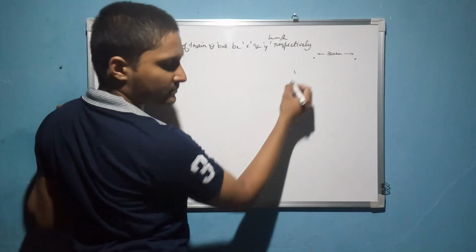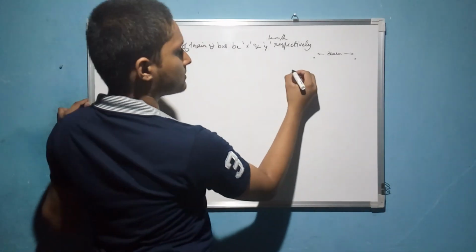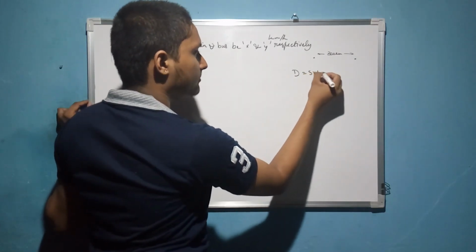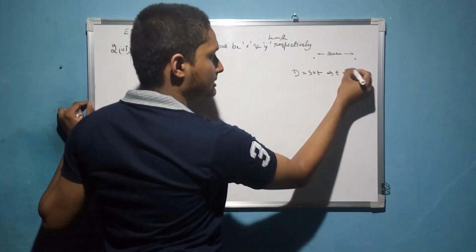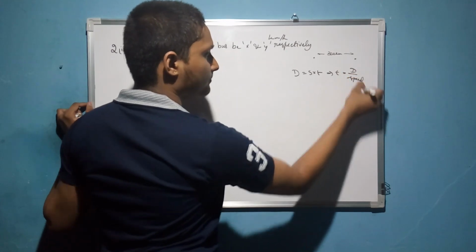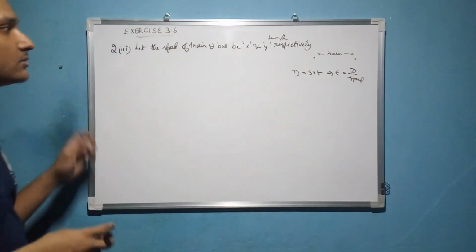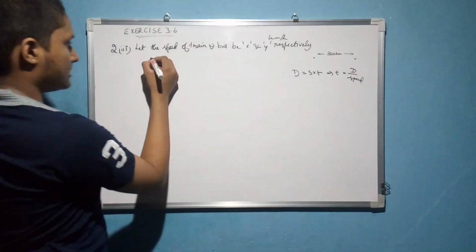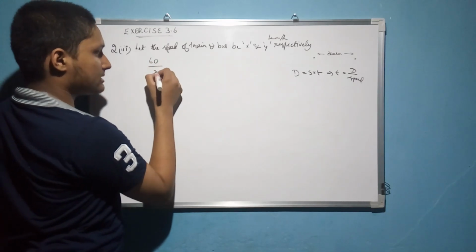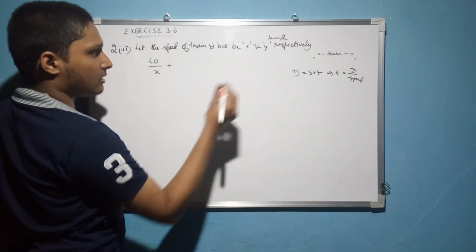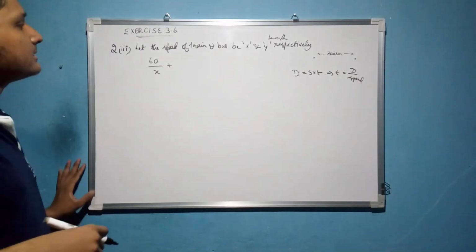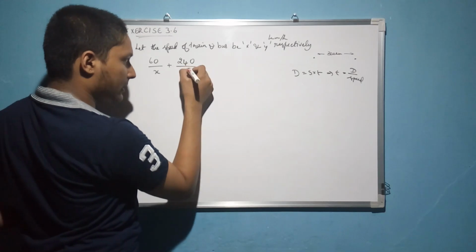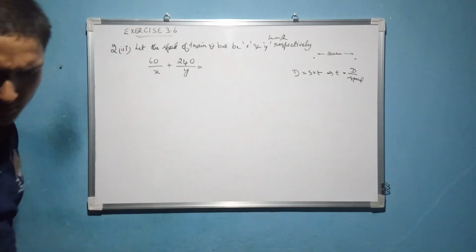So distance is equal to speed into time, or I can say time is equal to distance divided by speed. So in the first case, she is going for 60 kilometers by train, that is 60 by x, and the remaining out of 300 kilometers, that comes to be 240 divided by y.